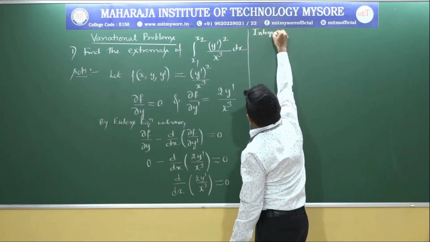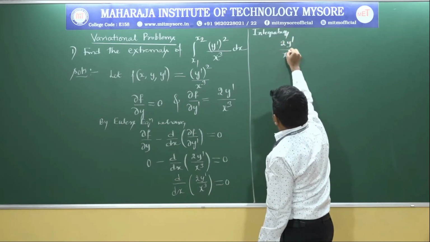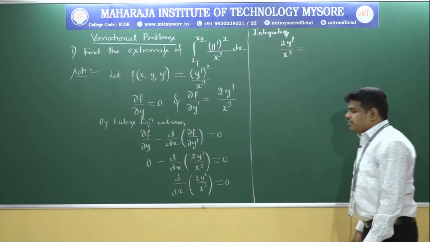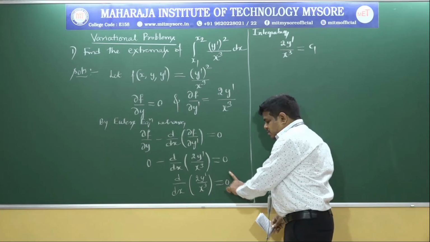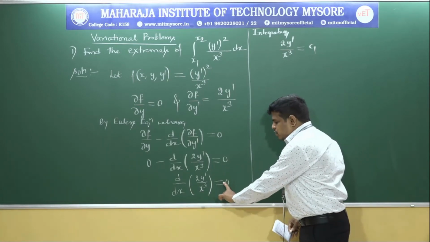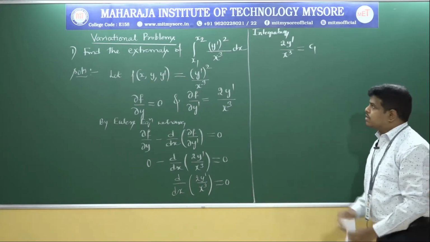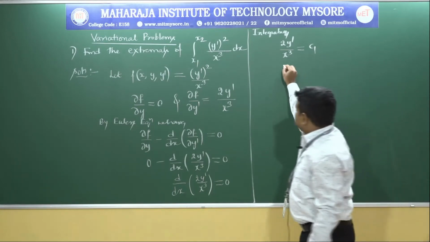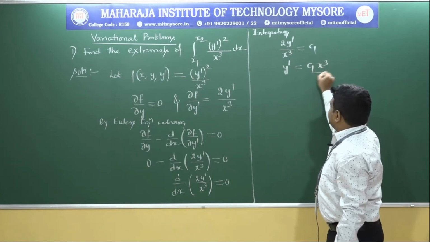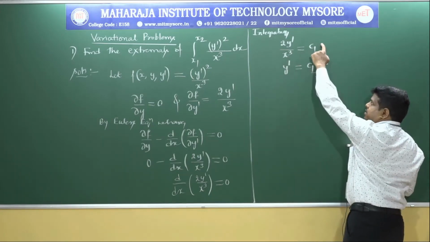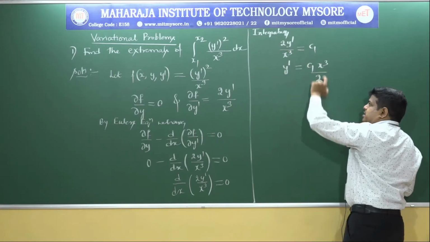Integrating, we get 2y dash divided by x cube equals, if you integrate we need to write the constant, that is c1. In the right hand side if you integrate 0 with respect to x it becomes 0, plus c1, where c1 is the integration constant. Now solving this for y dash, y dash equals c1 x cube divided by 2. I am shifting x cube to the right hand side, it multiplies with c1, it becomes c1 x cube, and shifting 2 to the denominator of the right hand side.